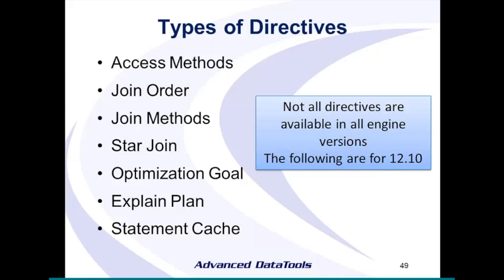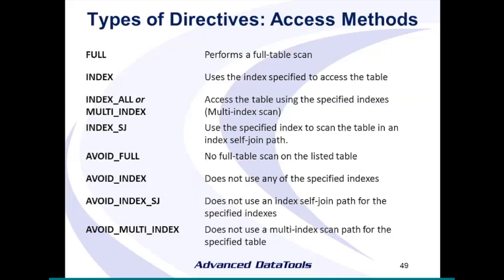Let's take a look at some examples. For the access methods, the ones I often end up using are full, which says, hey, I want to do a full scan on this table, don't use an index. Or really it's the opposite, to say use an index. Here I want to say, for this particular table, access it with this index. I need to name the table and the index. And just as I said, there are negative directives. That's where you get avoid full and avoid index.